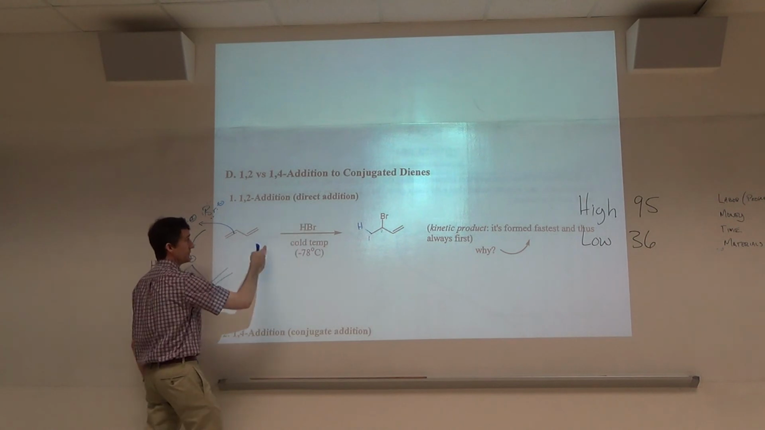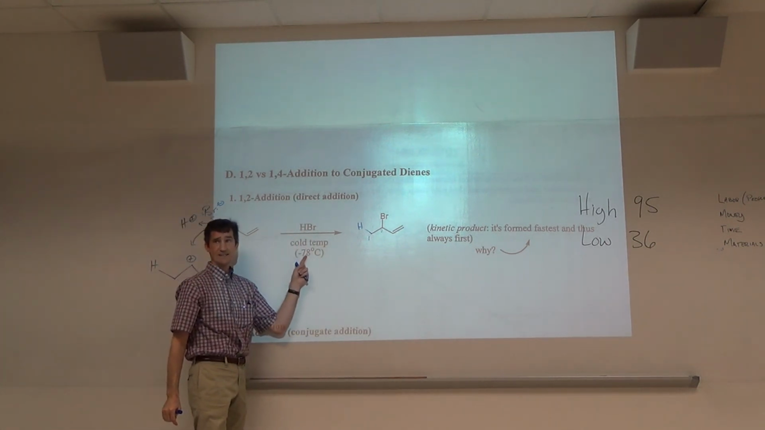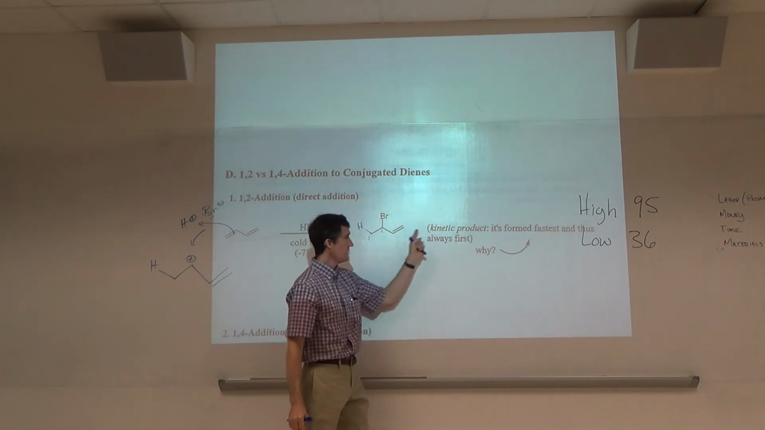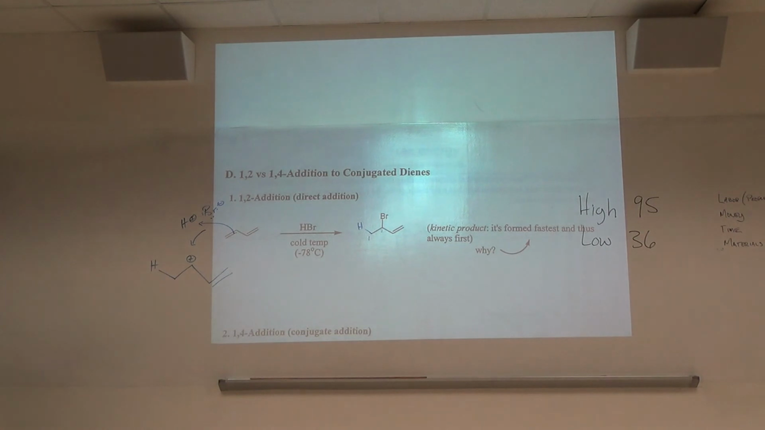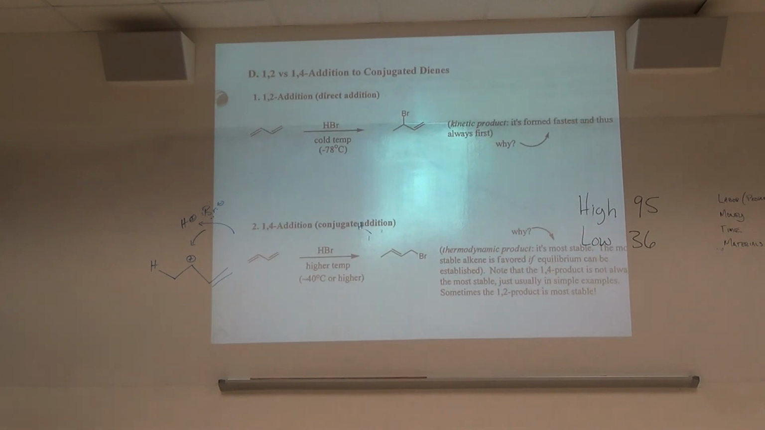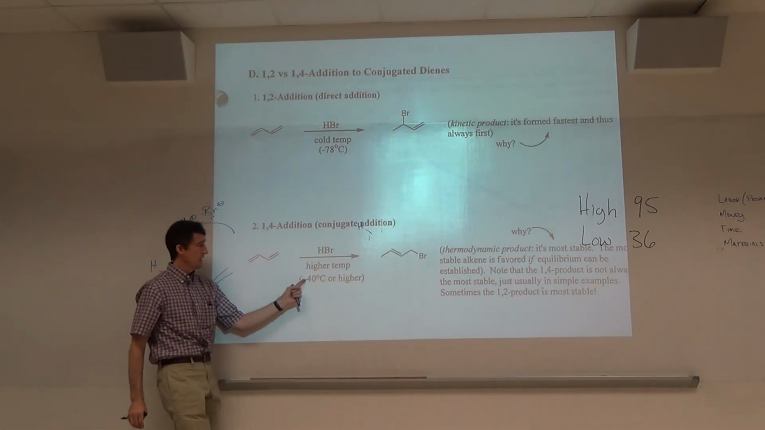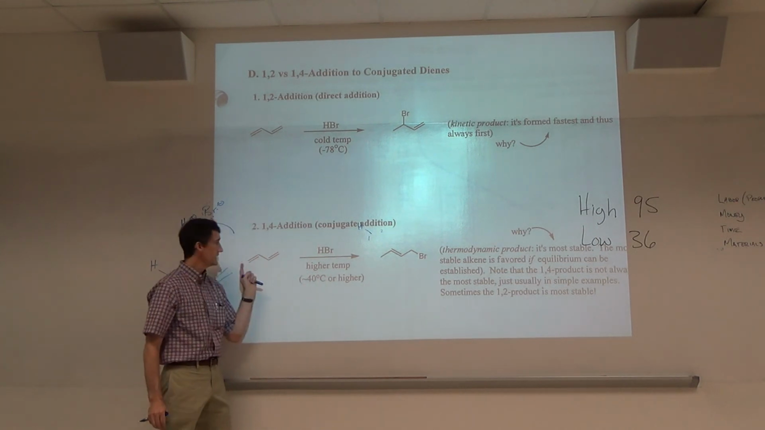Now, for this example, that occurs at cold temperature, -78. That's dry ice, acetone temperature. This is called the kinetic product. We'll better define that as we move forward. Now, if you do the same reaction, but you heat it up to 40 degrees or higher, approximately, you get a different outcome.